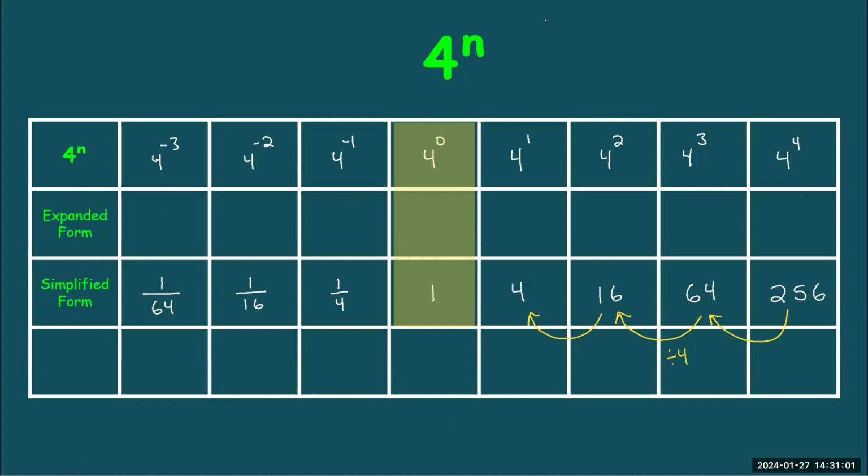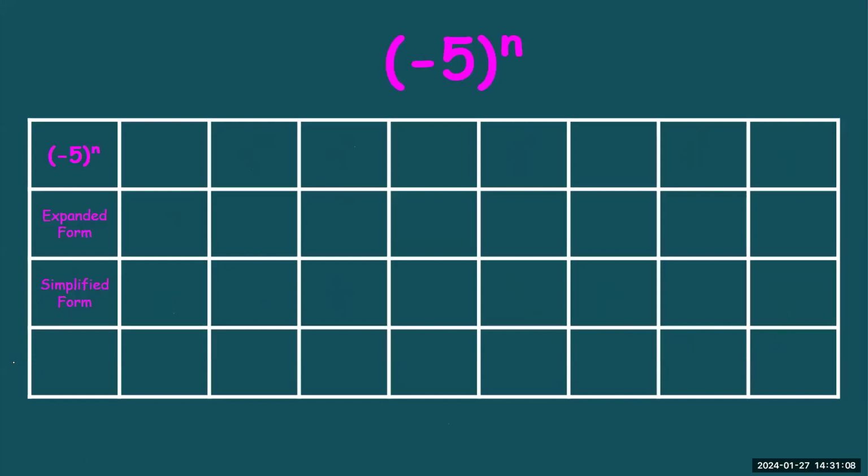All right, one last example. And this time we're going to take a look at a base that's a negative value, which is going to make things a little bit different here.